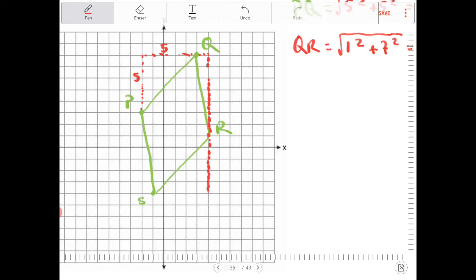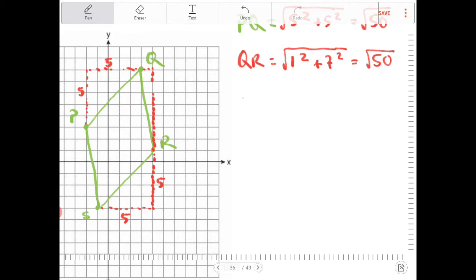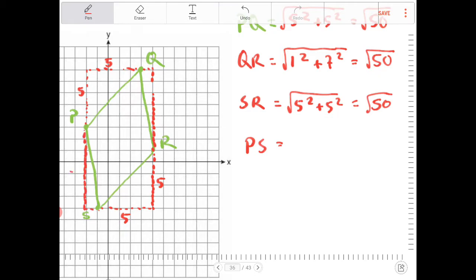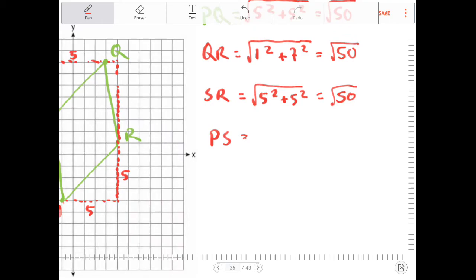Similarly, we go down 5 and over 5. So again, our S to R is 5 squared plus 5 squared, and that's again square root of 50. And then PS, again, we're going to go down 7 and over 1, right? So it's again square root of 1 squared plus 7 squared, so it's equal to square root of 50.